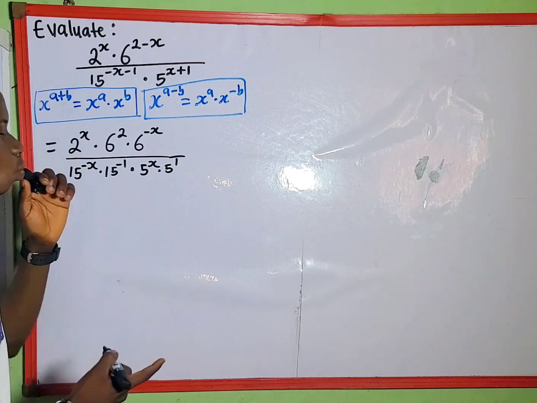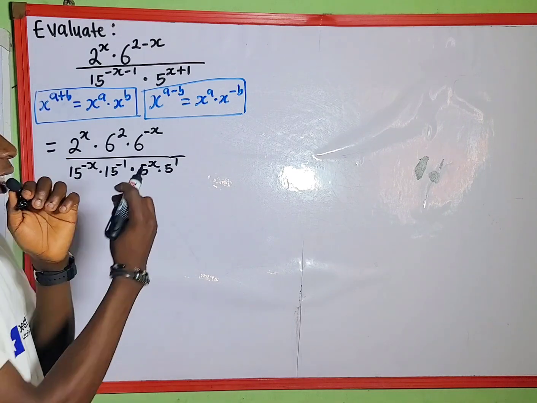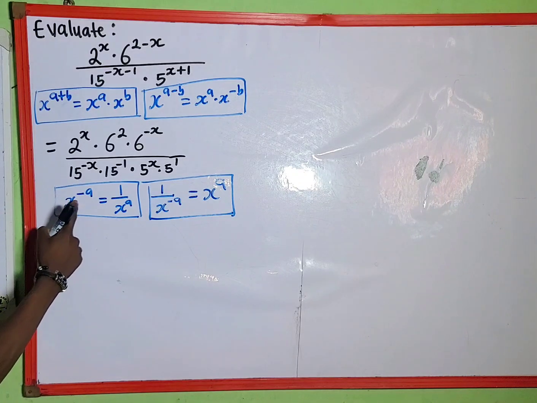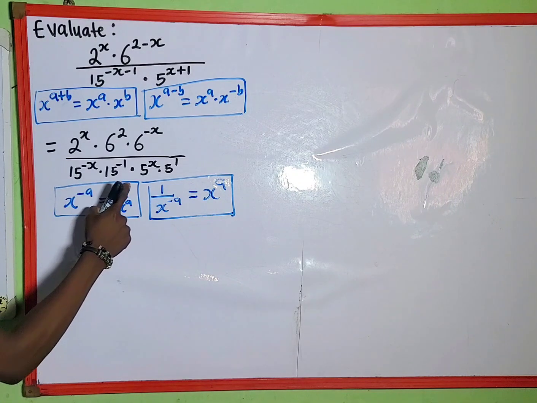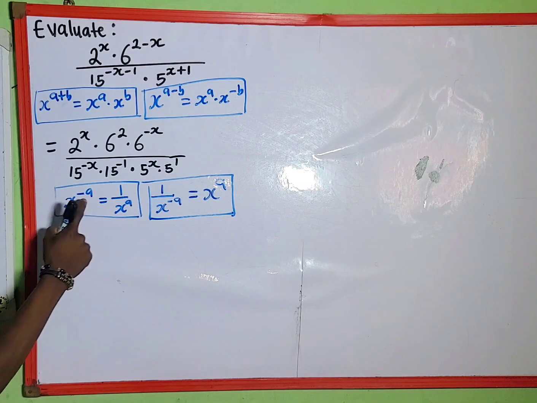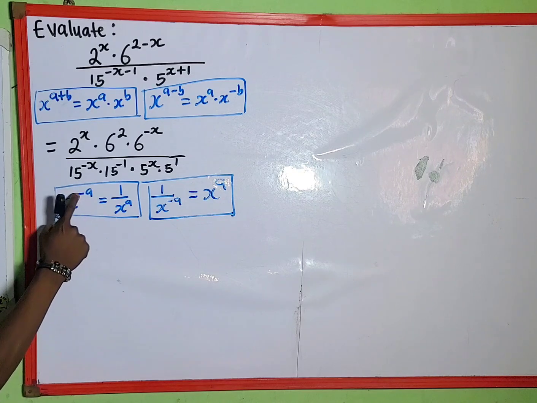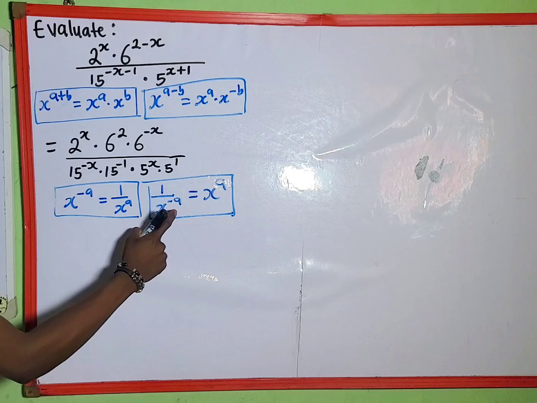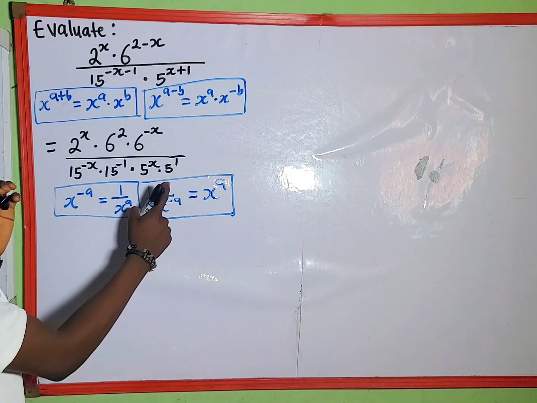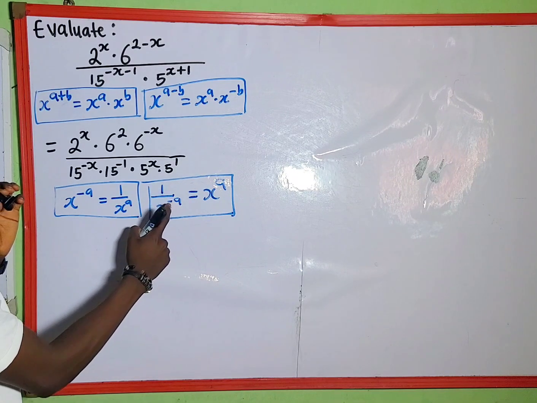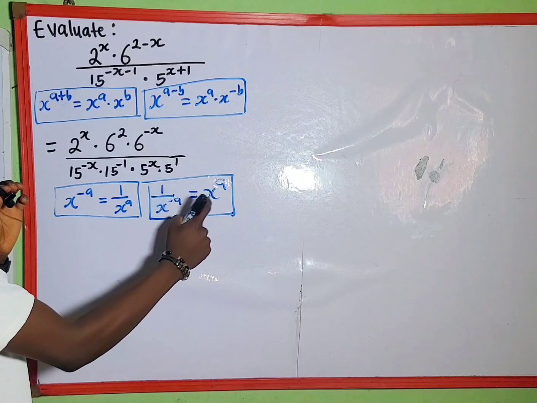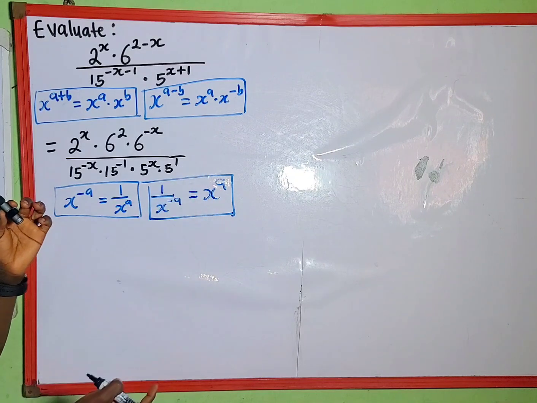Now, the next thing we are going to recall is this property again. If you look at this property, x raised to the power of negative a is the same as 1 all over x to the power of a. So when we are taking this down, the power here is going to change from negative to positive. And similarly, look at the second property, 1 all over x raised to the power of negative a. When we are going to take it up, the power is going to change from negative to positive.